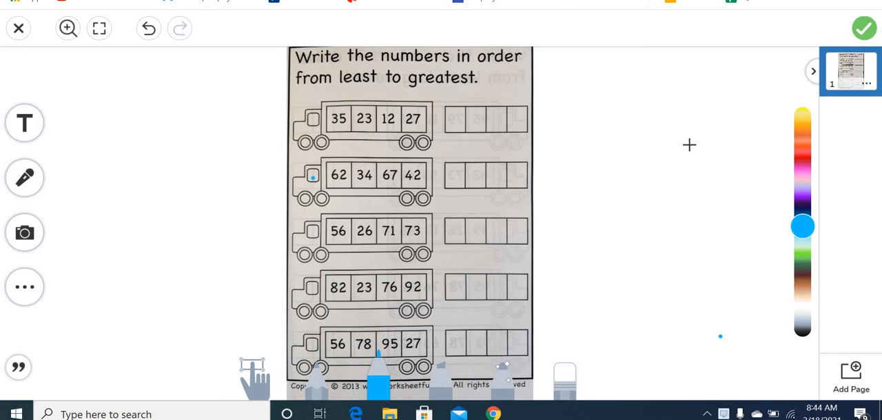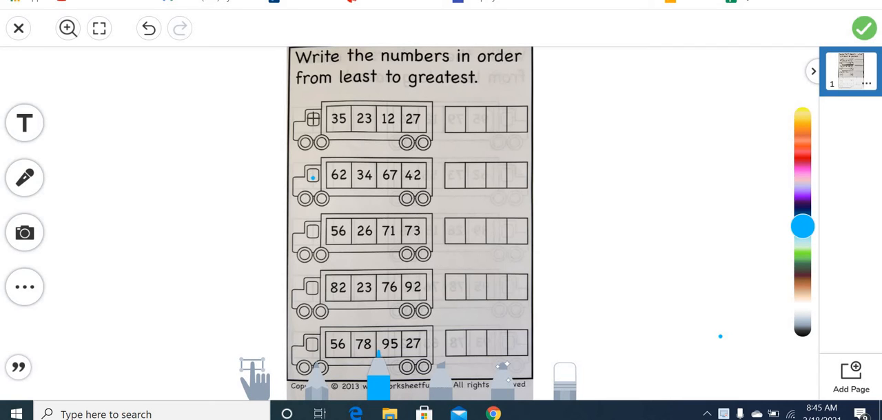I just wanted to go over it and tell you how to do it. As you can see, we have some trucks. They have 4 different numbers in them, and your job is to order them over here to the right from least to greatest. So make sure you have watched the instructional video that I had posted on the grid before you do this activity.